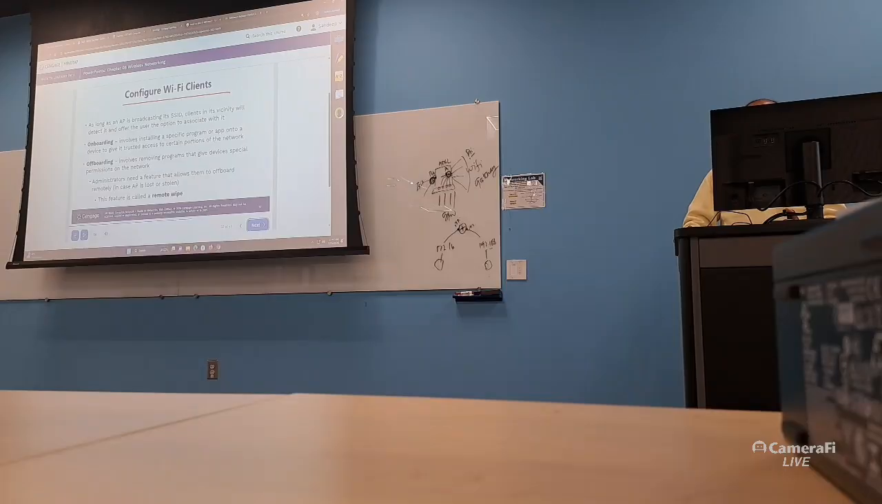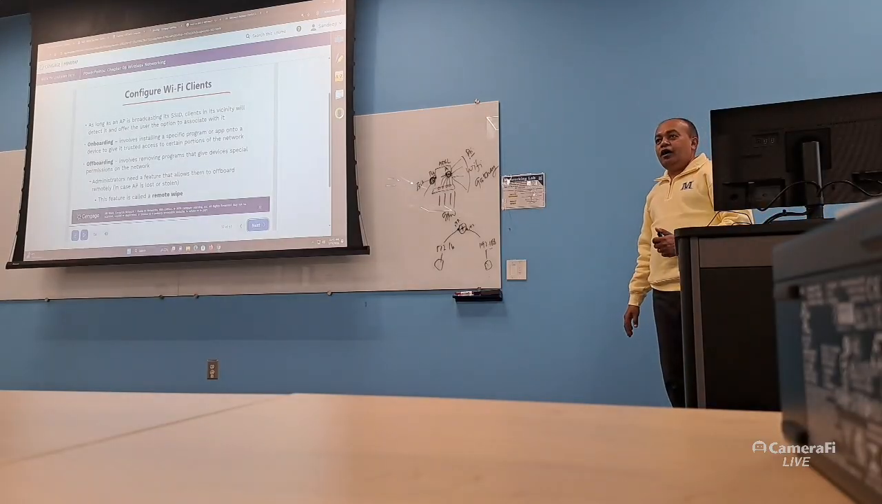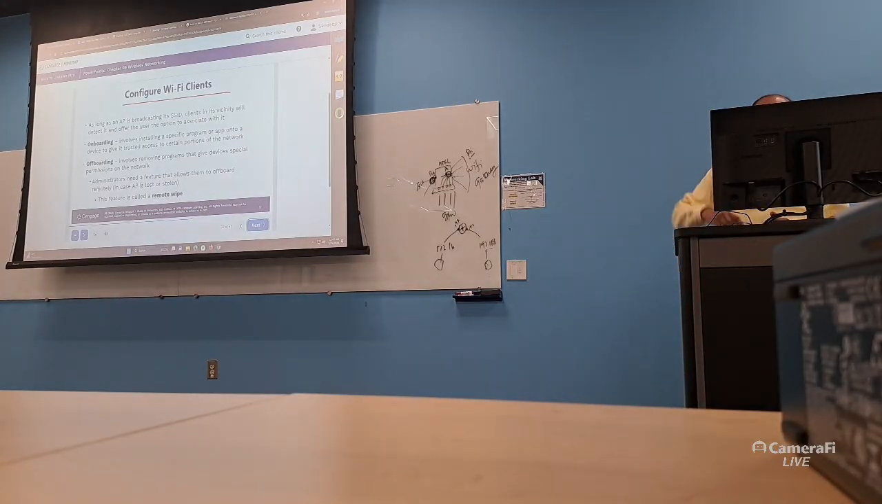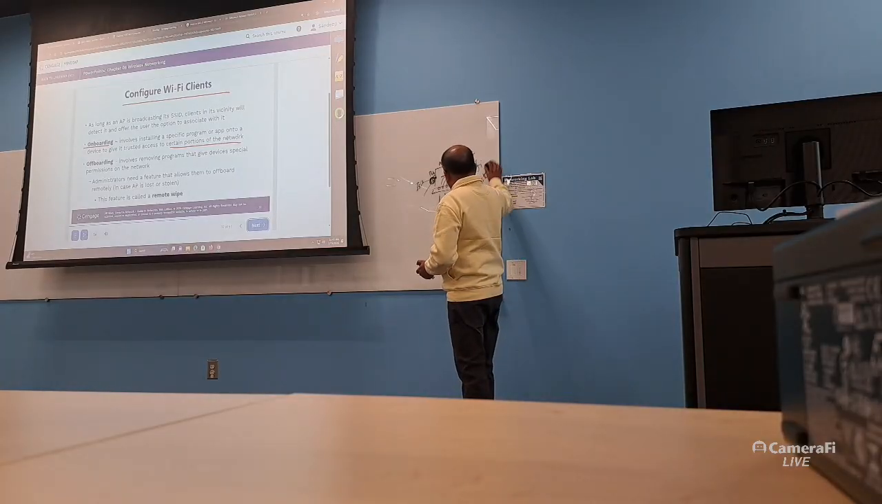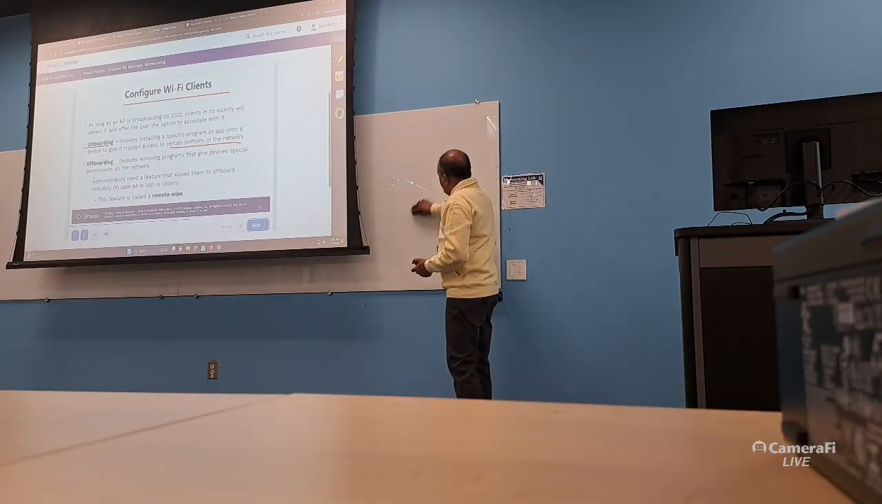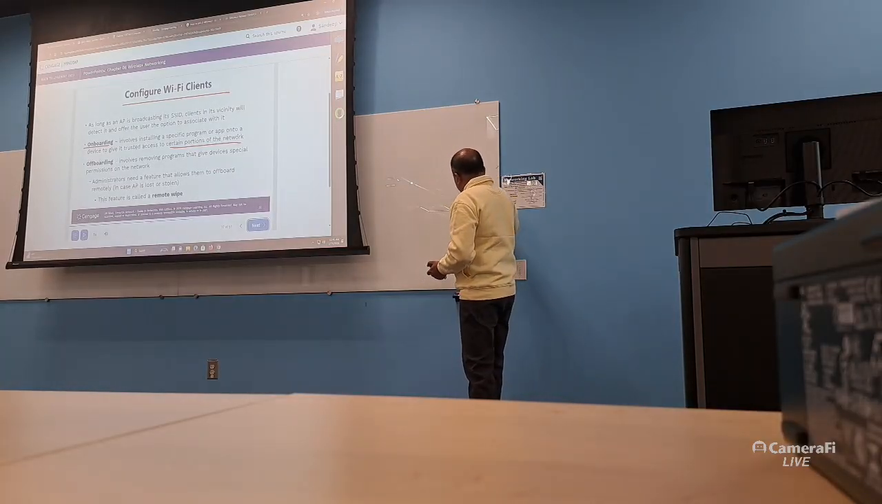Configuring Wi-Fi clients, and this part everybody knows, how we can connect to a Wi-Fi network. So onboarding involves installing a specific program or app onto the device, and giving it trusted access to a certain portion of a network. So it is like how you can connect to a network, that is onboarding. And offboarding, you don't need to do much. All you can do is disconnect.